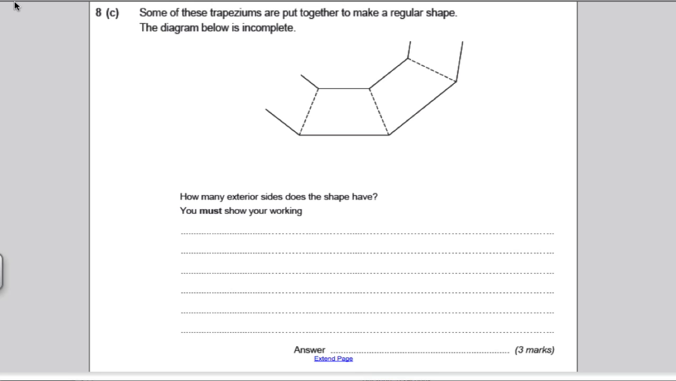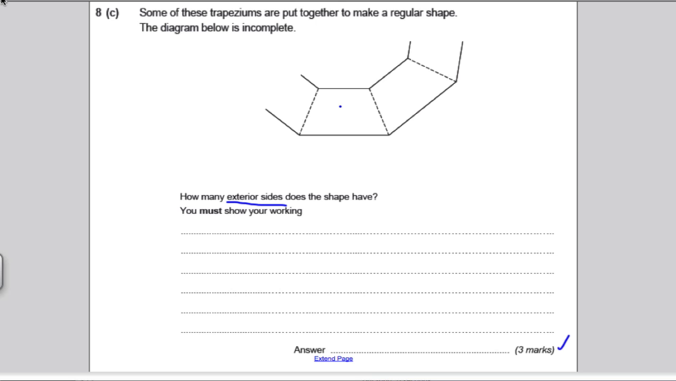Okay, let's have a look at this then. It says some of these trapeziums, actually the plural of that is trapezia, are put together to make a regular shape. Okay, the diagram is incomplete. How many exterior sides does this shape have? So we're creating a shape with these sides here. You must show your work in 3 marks.